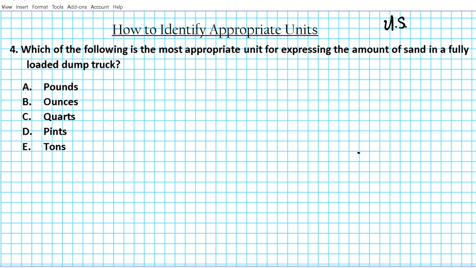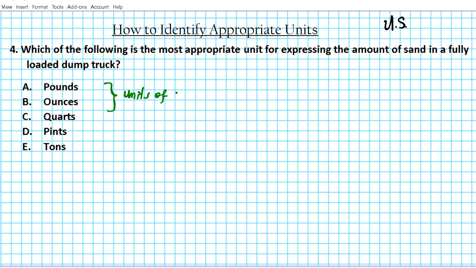All right, so let's take a look at these measurements. First, we have pounds, ounces, quarts, pints, and tons. So if you think about what context you use these particular units, then it's extremely easy to determine what the correct answer is. For example, the first two are commonly used to measure weights. They can also be used for volume or mass, but it's commonly used to measure weights in the United States.